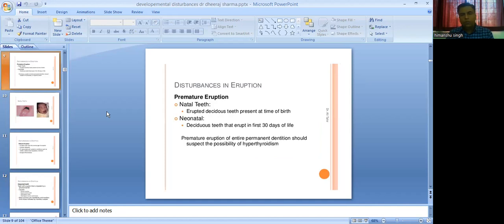Then you have disturbances in eruption. First is the premature eruption, which includes natal teeth and neonatal teeth. Natal teeth are teeth which are present at the time of birth. The neonatal teeth, the deciduous teeth which erupt during the first 30 days of life, are called neonatal teeth. When premature eruption is seen of the entire primary dentition, you can suspect the possibility of hyperthyroidism.